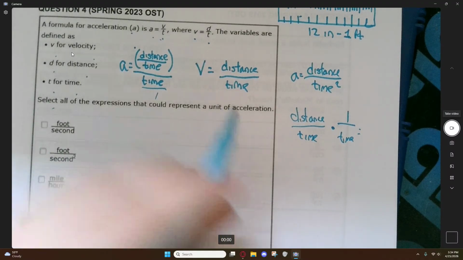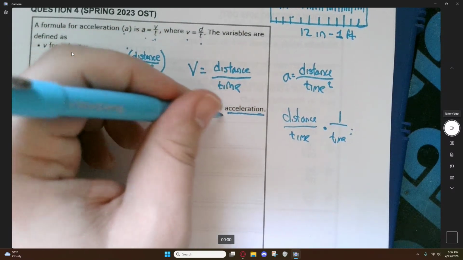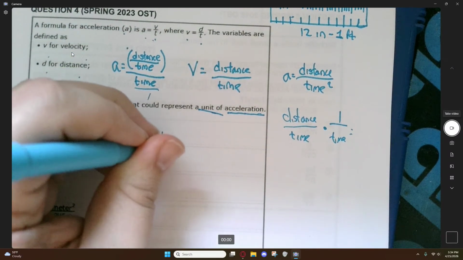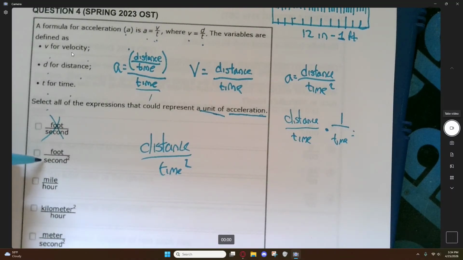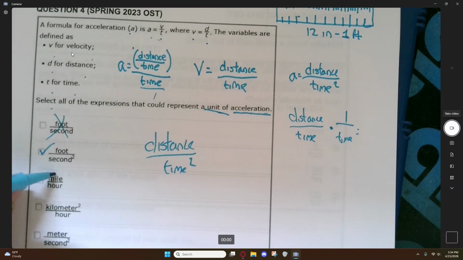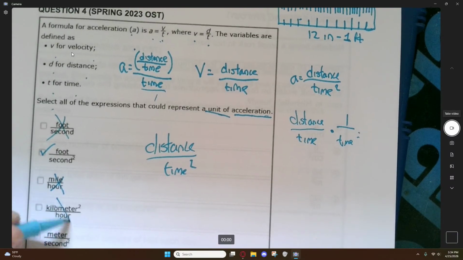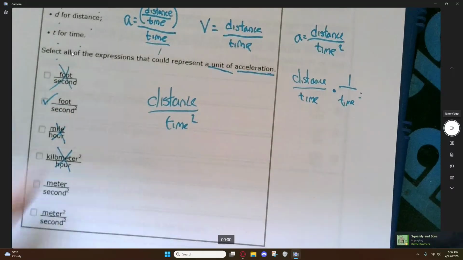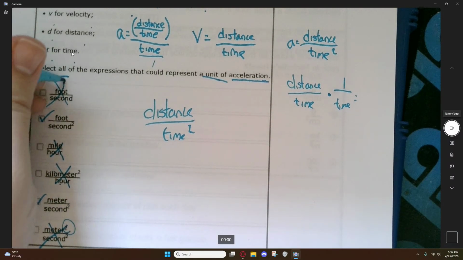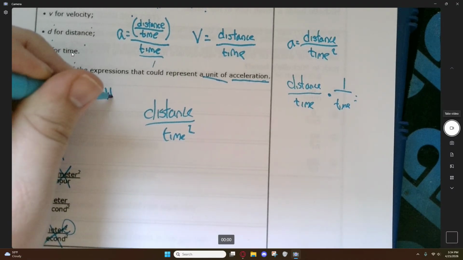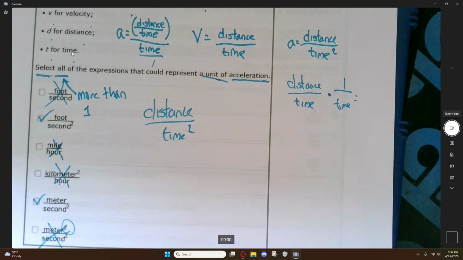So, we're looking for anything that could be a unit of acceleration. So anything that is distance over time squared. Nope. Foot second, good. Mile, hour, not squared. Kilometer squared, hour, nope, squared's in the wrong spot. Meters per second squared, yup. Meters squared per second squared, no, because you can't have meters squared here. Select all, as we talked about many times at this point, more than one right answer. We checked 2 of them. That's that.